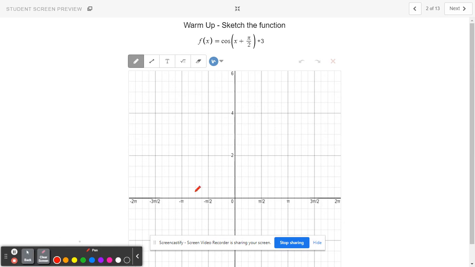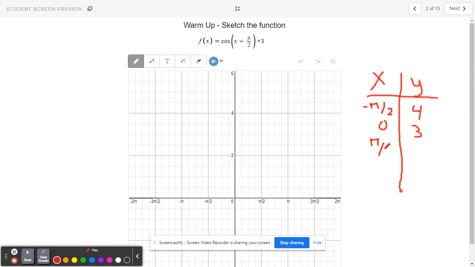All right, so let's make our table of values again. I always like to start my table of values at the point that's going to make that 0. So I'm going to start it at negative pi halves. And so I get cosine of 0, which is 1. 1 plus 3 is 4. Then if I go to 0, cosine of pi halves is 0. 0 plus 3 is 3. Go to positive pi halves. Now I'm at cosine of pi, which is negative 1. Negative 1 plus 3 is 2.